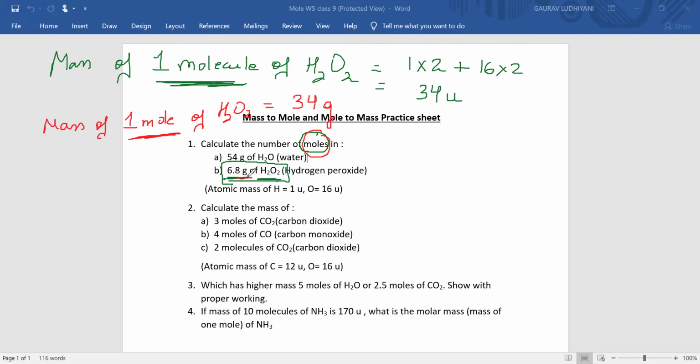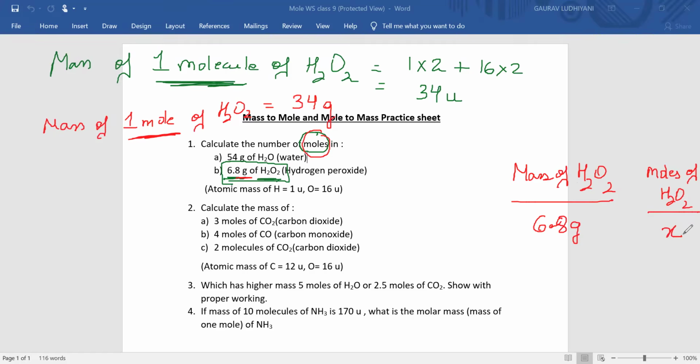So the two things that were being dealt with were mass of H2O2 and moles of H2O2. So mass given to me in the question was 6.8 grams, right? And moles of H2O2 I had to calculate. So it's X. For 1, I have already done the calculation. So if I have 1 mole of H2O2, the mass would be 34 grams. So if I cross multiply, I'll get the value of X as 6.8 divided by 34.